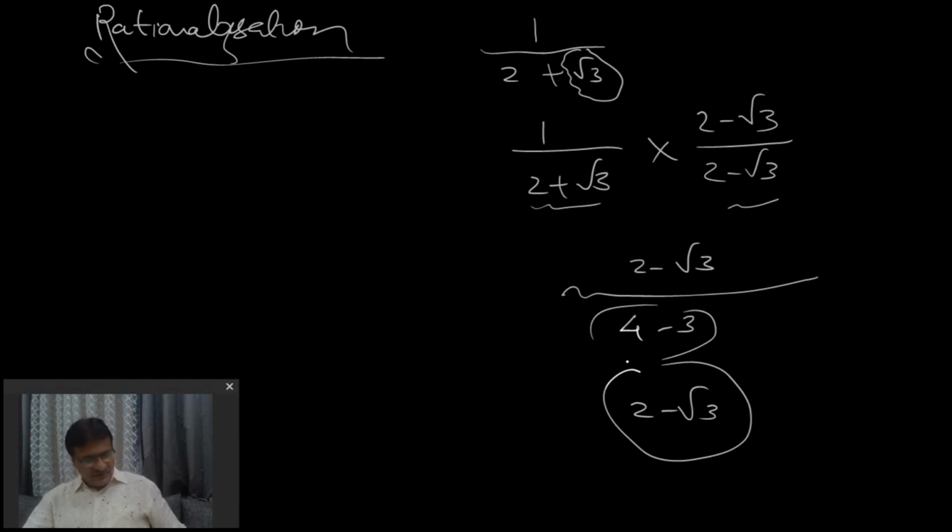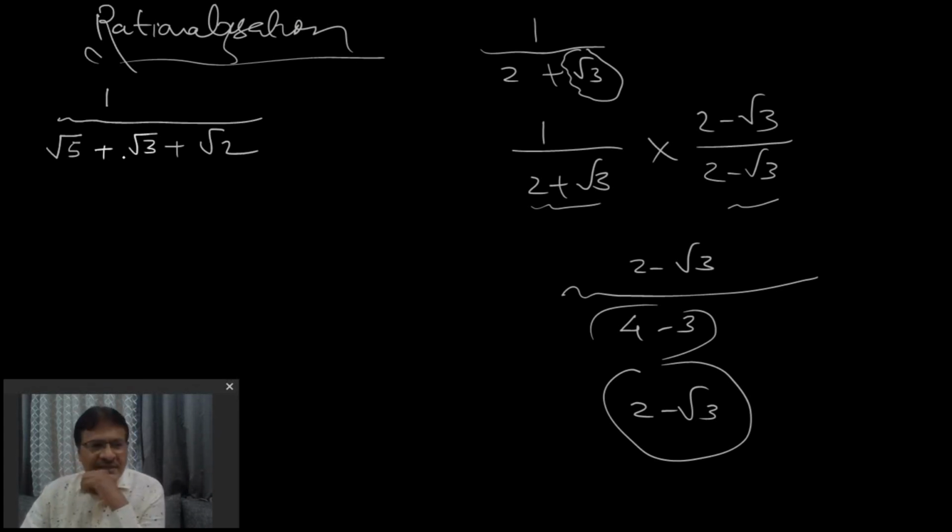Is that clear? Now see one more question of rationalization, where the denominator has 3 terms containing square roots. For example, root 5 plus root 3 plus root 2. Is that clear? This is the question where we have to rationalize. Now how to rationalize, because there are 3 terms? So we can write it this way. Now this is like a plus b.